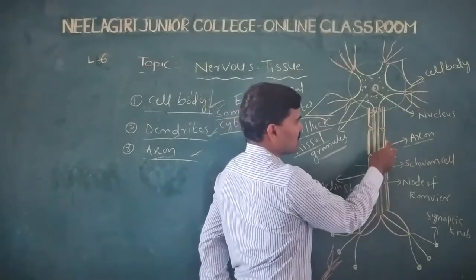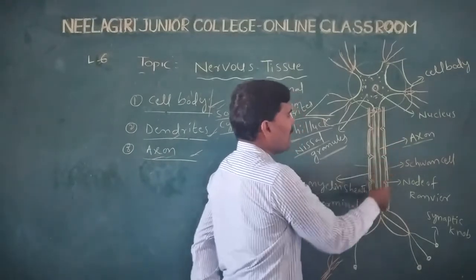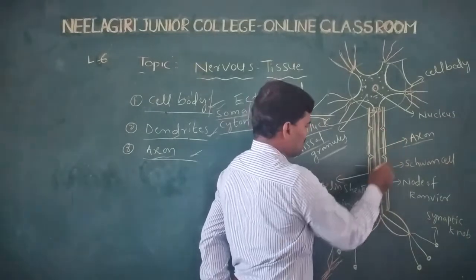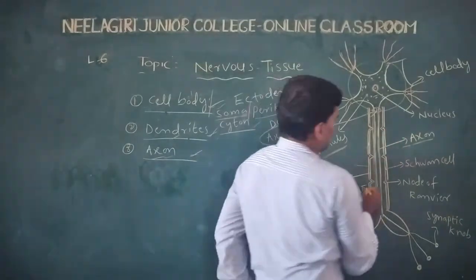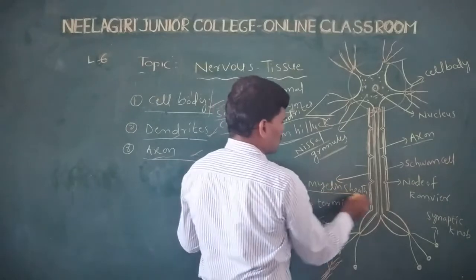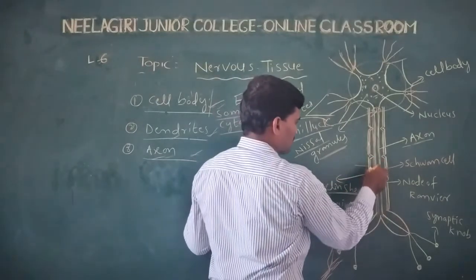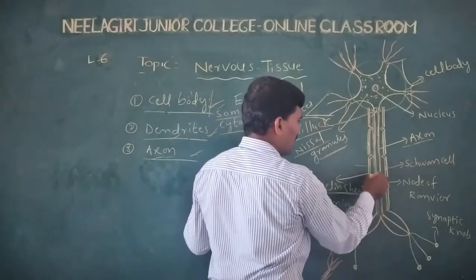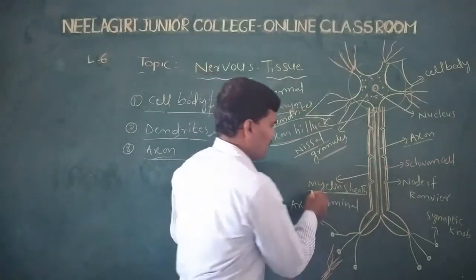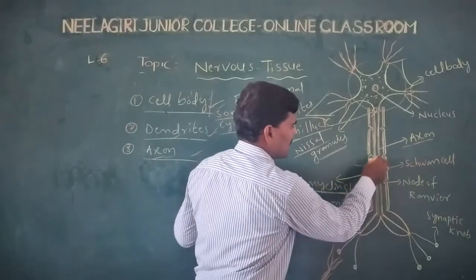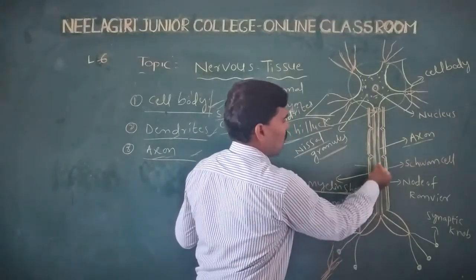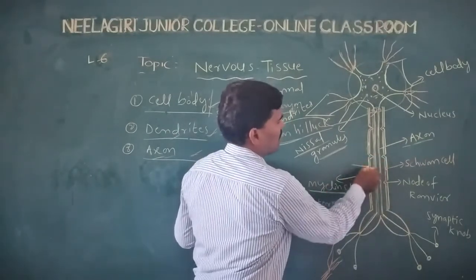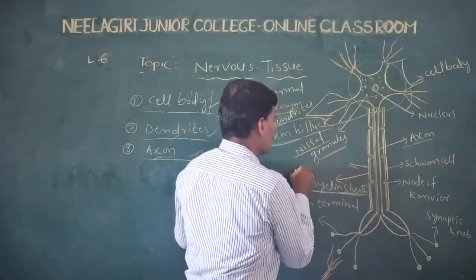The axon's outer surface is covered by a plasma membrane sheath, called the myelin sheath. The outer surface of the myelin sheath is surrounded by another membrane, called the neurolemma.